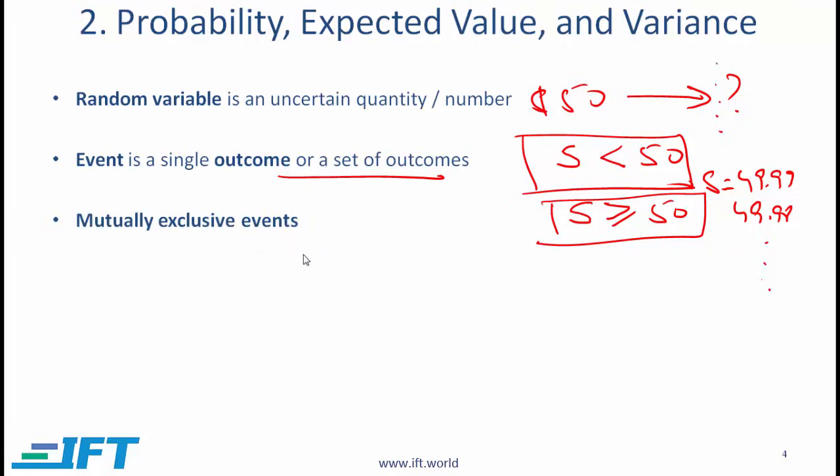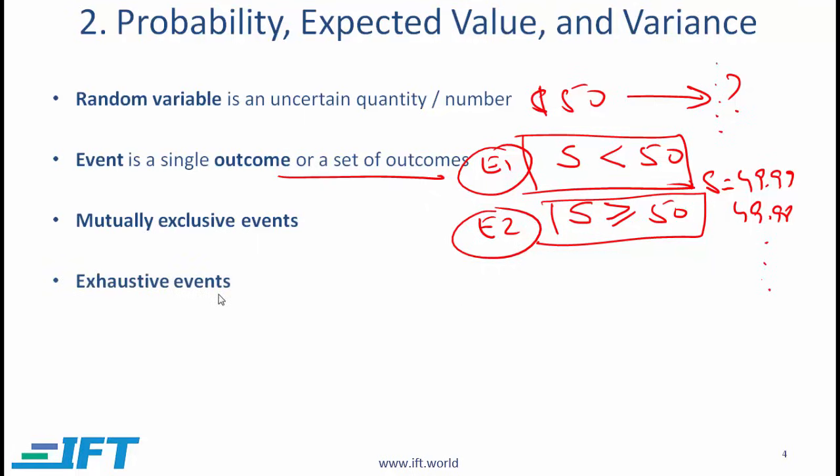Mutually exclusive events. What I have done here is defined mutually exclusive events. What that means is that if event 1 occurs, then event 2 cannot occur. Clearly we cannot have a situation where the stock price is both less than 50 and greater than or equal to 50. So these two events, event 1 and event 2, are mutually exclusive. Exhaustive events means that between these two events, all possibilities are covered. And notice that the two events shown here are also exhaustive.